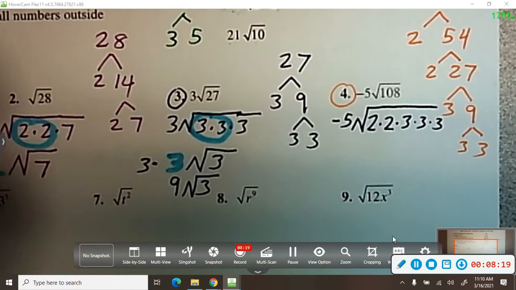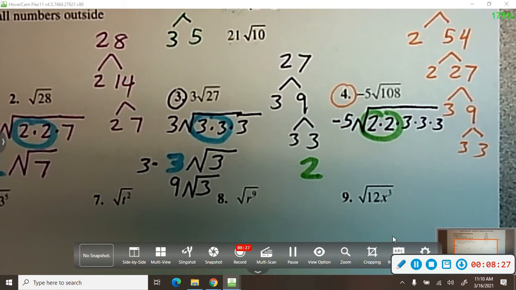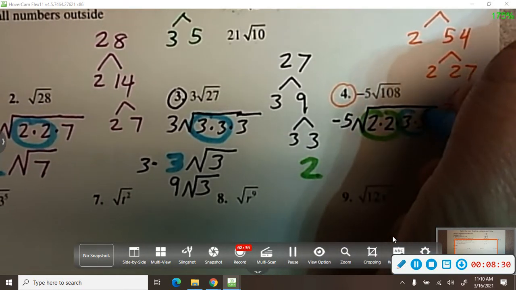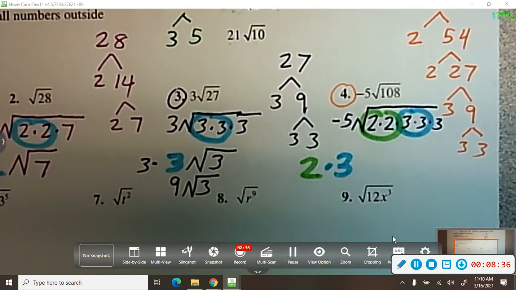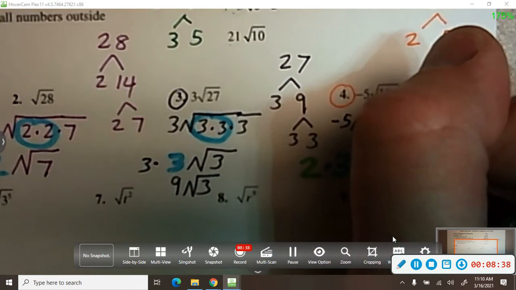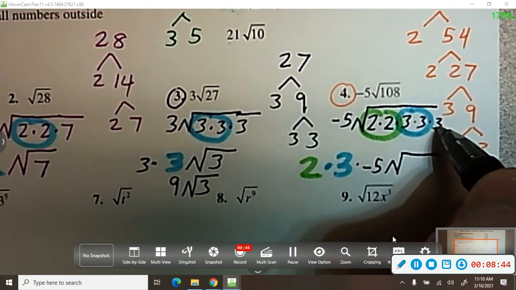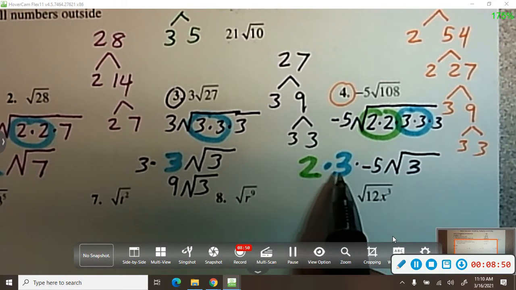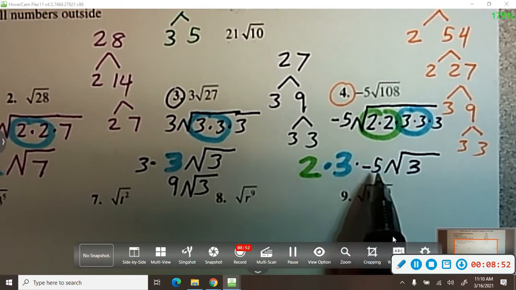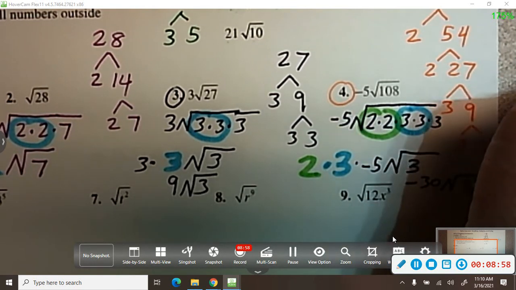I look for pairs. I have a pair of 2's that come out. I have a pair of 3's that come out. And then the -5 stays outside. And then the 3 had no pair, stays inside. Then you can multiply these 3 numbers. 2 times 3 is 6, times -5 is -30. So you get -30 square root of 3.